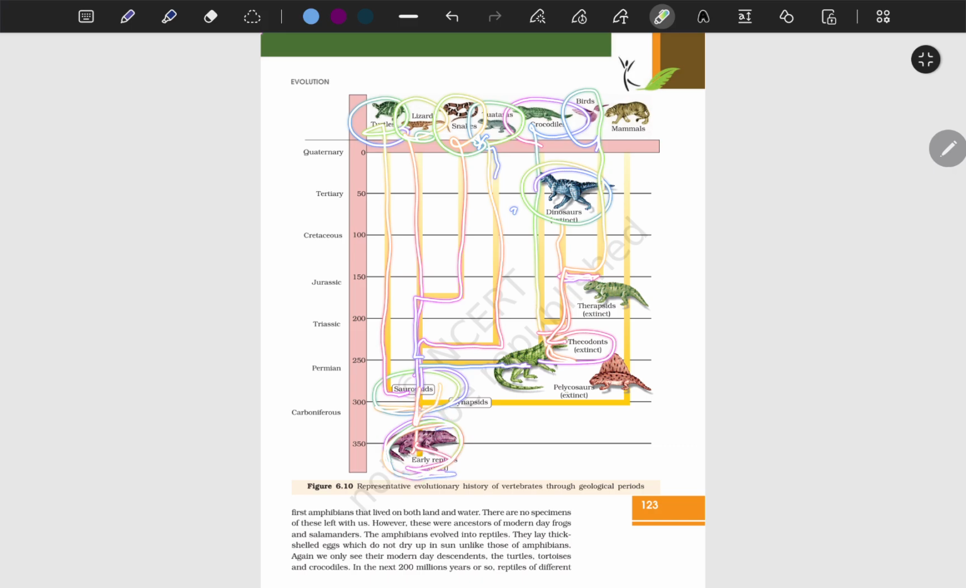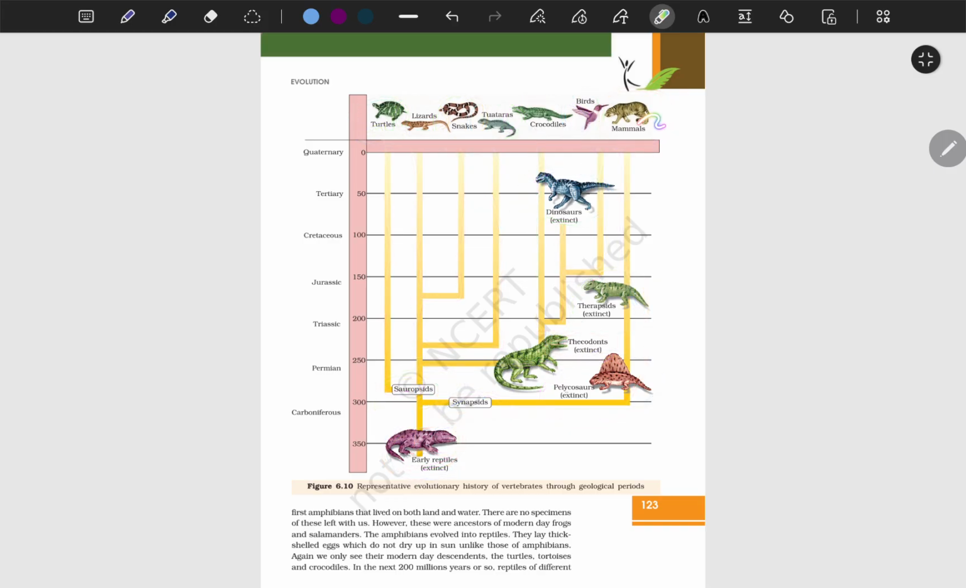So they give rise to sauropsids and the synapsids in the Carboniferous period only. Synapsids further give rise to pelycosaurs, which are extinct. Then they give rise to therapsids in the Jurassic to Triassic period, and then they give rise to the modern day mammals. So mammals have evolved from therapsids, then before them pelycosaurs, before them synapsids, and the early reptiles.